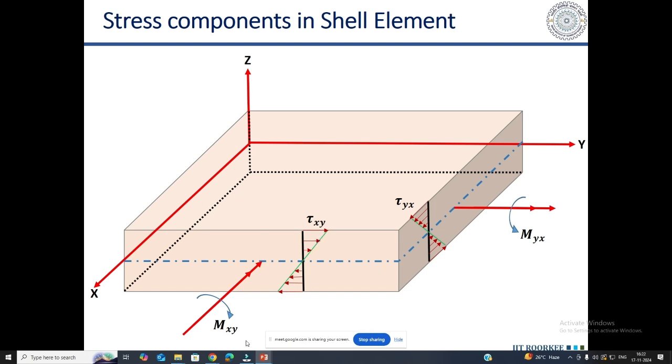So in the first case I have applied moment in the x plane, but it was directing towards the y direction, so it is mxy, and accordingly my stress is also denoted like that. Similarly in the second case, the moment was in the y plane, so the first suffix is y and the second is the direction where it is acting, and accordingly the stress is denoted.